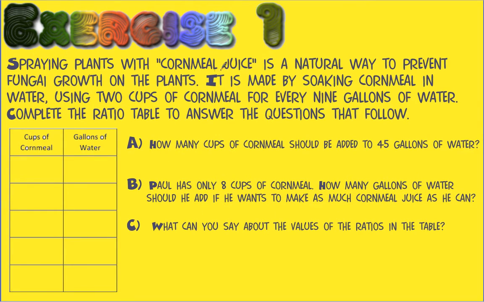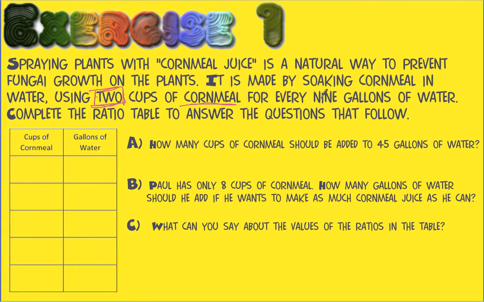Okay, so spraying plants with cornmeal juice is a natural way to prevent fungi growth on the plants. It is made by soaking cornmeal in water using 2 cups of cornmeal. So again, I'm going to have my 2 in pink, and that goes with cornmeal.